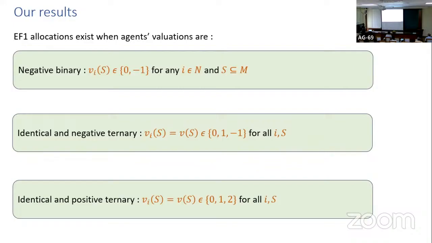And for identical and negative ternary, that means where a subset can take either of these three values, like 0, 1, or -1, or it can take either 0, 1, or 2. In these cases, we have shown that EF1 allocations always exist. So our focus will be on the first two results. So the plan is to cover the first two results.